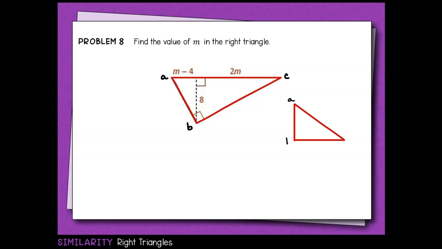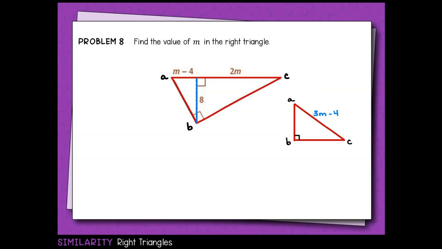So once again, I'm going to make a copy of ABC. My right angle is down here in the bottom left-hand corner. And I only know one thing about this right triangle, and that is that the hypotenuse here is going to be this entire length AC. So that's going to be 2m plus another m. That makes 3m minus 4. So I'm going to label that on the hypotenuse of my little breakout figure here. 3m minus 4. Perfect.